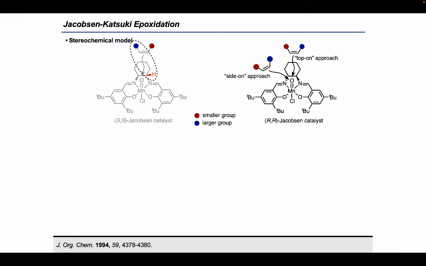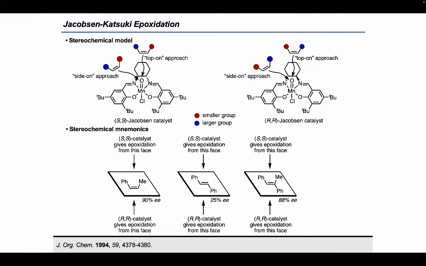This logic can be similarly applied for the other enantiomer of the catalyst. We just need to flip the way the alkene is drawn in order for the model to correctly predict the enantiomer of product formed. There have also been some useful stereochemical memory mnemonics for this epoxidation system, which are shown here. For example, if you draw a Z-alkene in this way, using the SS Jacobsen catalyst results in epoxidation from the top face, whereas the RR catalyst gives epoxidation from the bottom face.